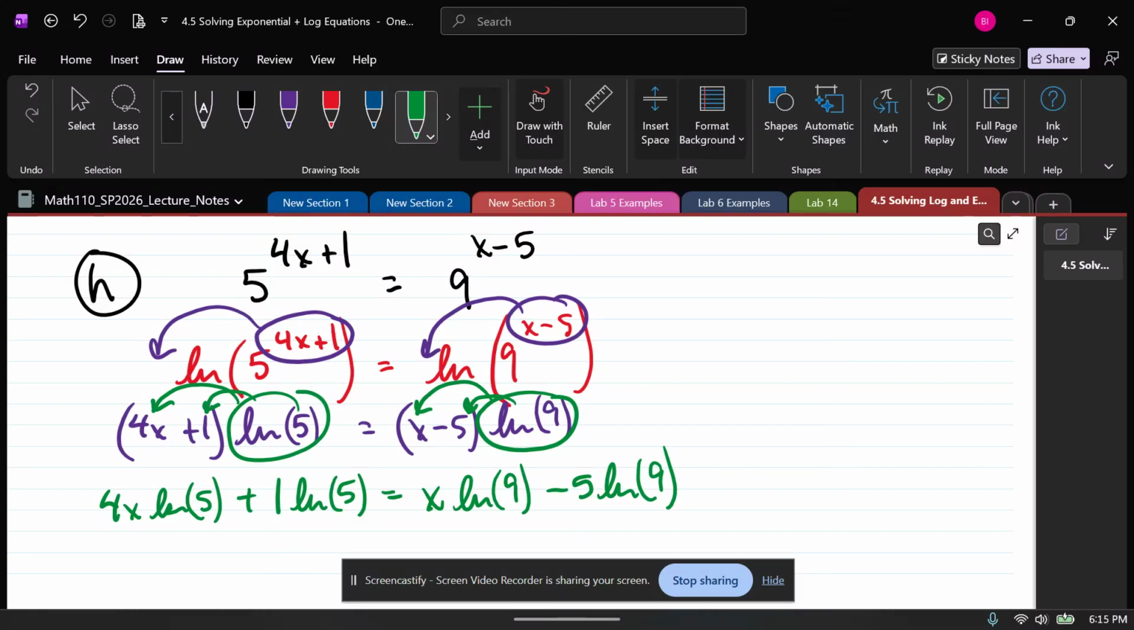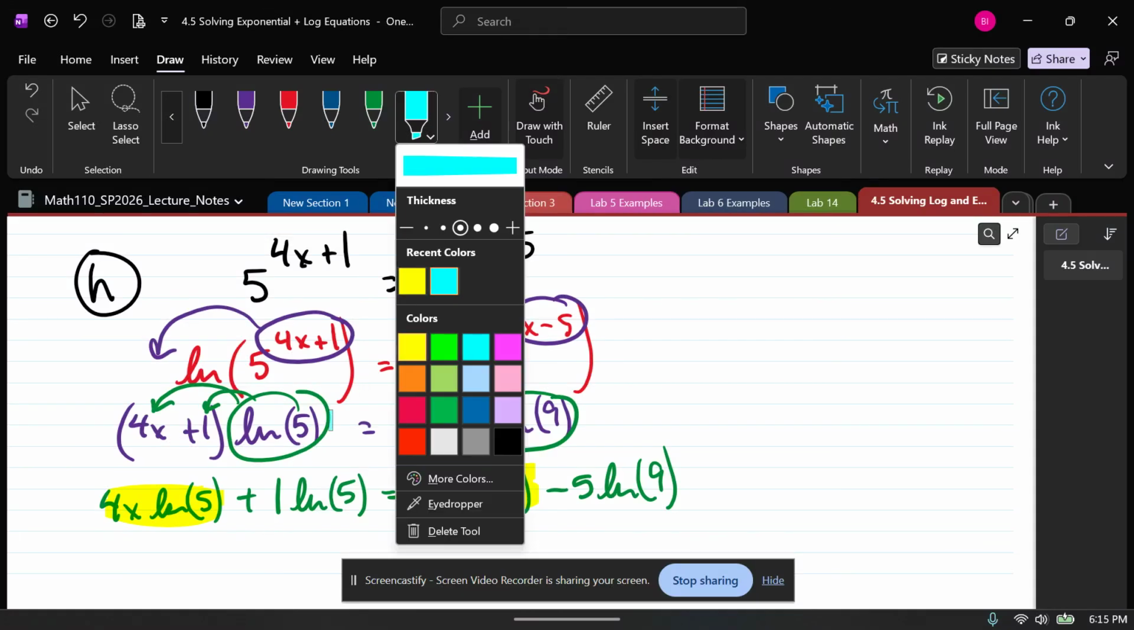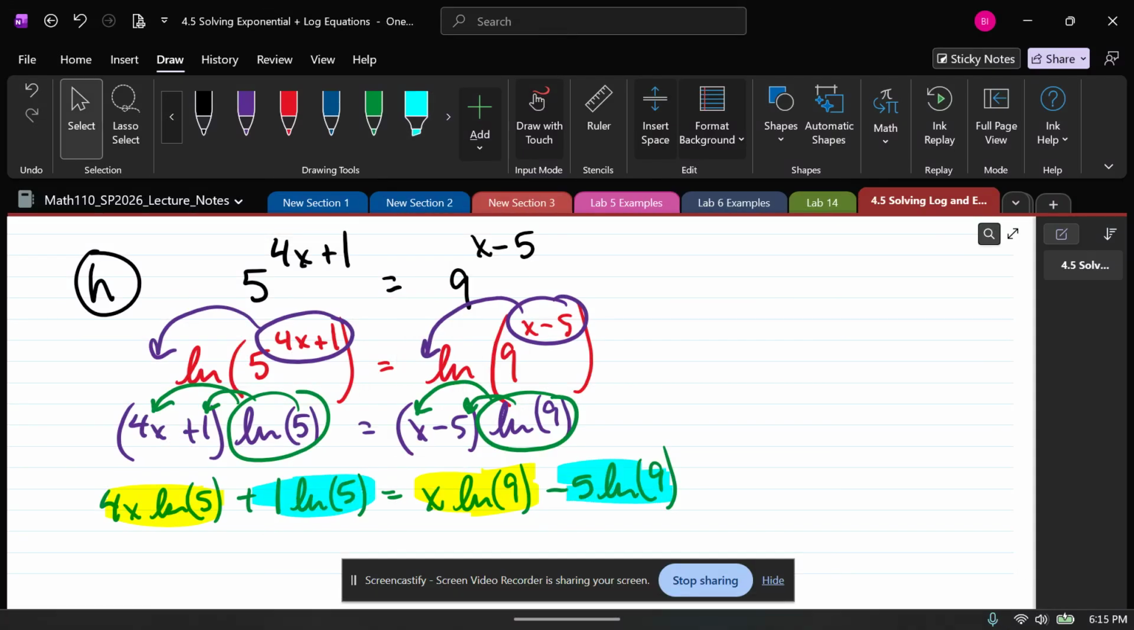Now, looking at these, the things that have x's are like terms. The things that don't have x's are like terms. So I need the stuff that's highlighted in yellow on one side, the stuff that's highlighted in blue on the other side. I like my x's on the left if I got a choice about it. So I'm going to move this x natural log of 9 first. So I'm going to move it by subtraction.